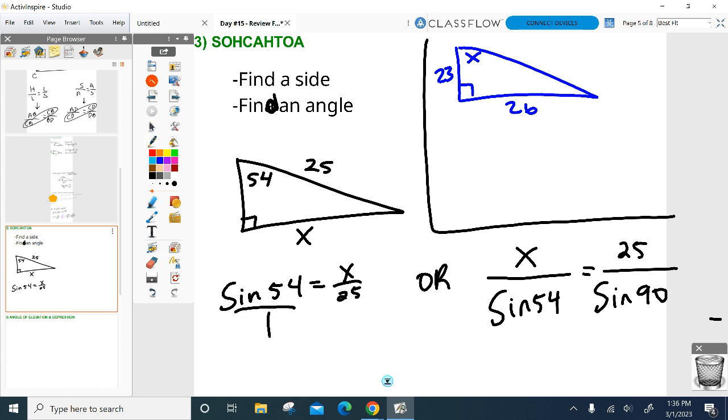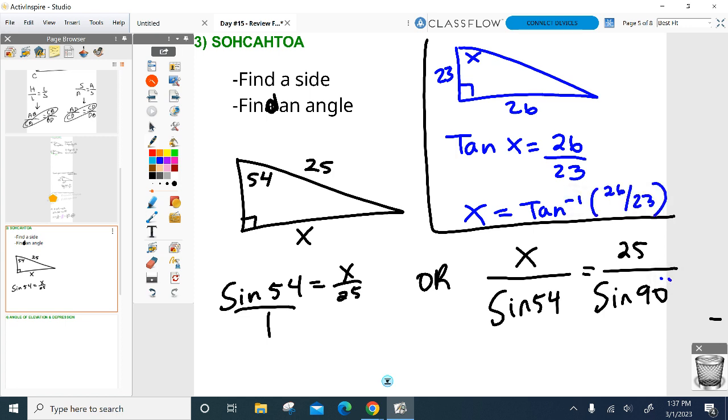What's 26? Opposite 23. So I could use tangent. Tangent of x equals opposite over adjacent. I'm not cross multiplying here. Why not? I use what instead? Inverse, right? Come on, guys. If you're finding an angle tomorrow, you got to use the inverse. Okay? Use the inverse if you got to find an angle. Don't cross multiply. Won't look pretty.